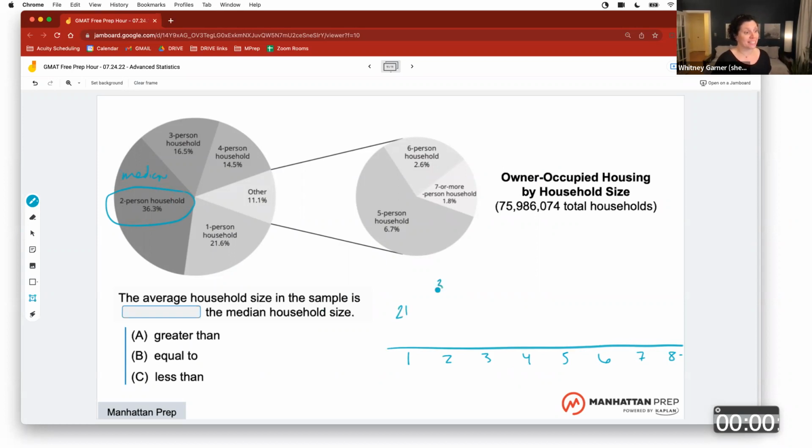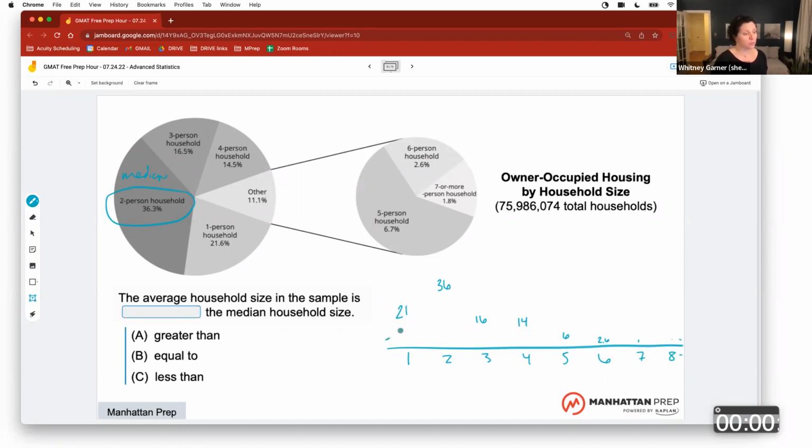I have 36% of people out here. Massive. I then have 16% of people out here. I have like 14% of people on the 4s. And then once I get out here, I have like 6% of people on the 5s. I have 2.6% of people on the 6s. I have like 1 and 1 and something way out here.